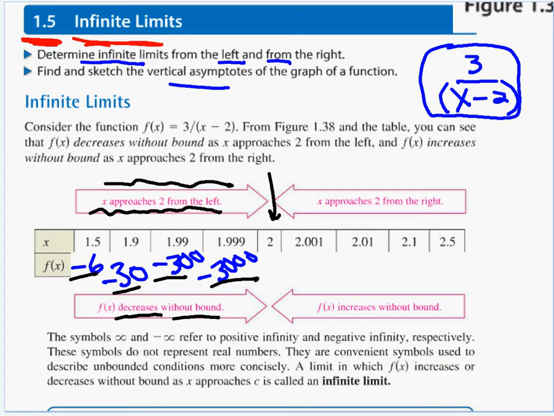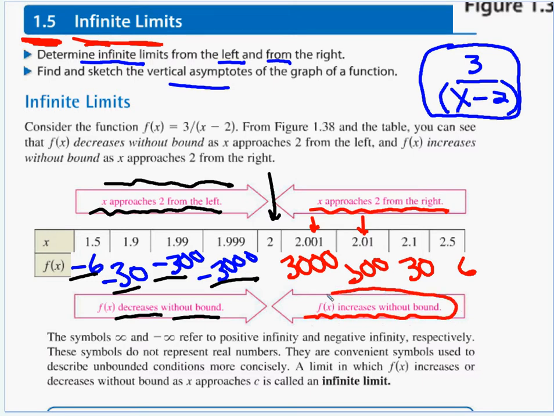If we hop to the other side of 2 and we approach 2 from the right side, from numbers above, if we put 2.5 in our calculator, we get out positive 6. 2.1, that would be 3 over 2.1 minus 2, gives us an output of positive 30. Tuck a 0 in there, 2.01, we are at positive 300. Squeeze another 0 in there between the decimal and the 1, and we get output 3,000. Very similar to the left side, but here they're all positive. So we can say the function behaves like this. It increases without boundary as we approach that 2.